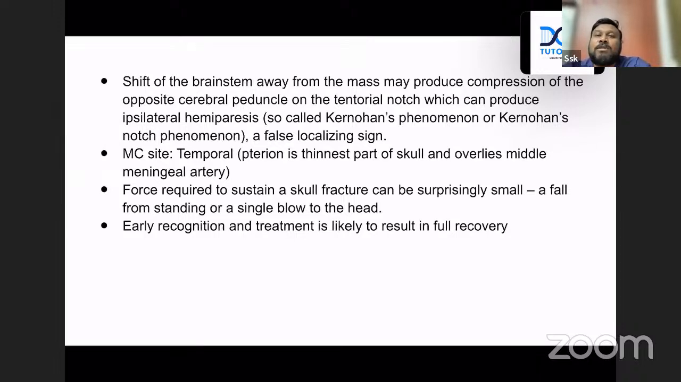And the force required to sustain a skull fracture is surprisingly small. For example, a fall from a standing position or even a single blow to the head, especially in boxers. Those who undergo boxing have a tendency to have a concussion, and sometimes small extradural hemorrhages also. That is very commonly observed in long-term boxers. And early recognition and treatment is likely to result in full recovery. Yes, it is true.